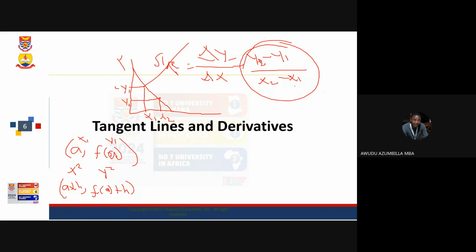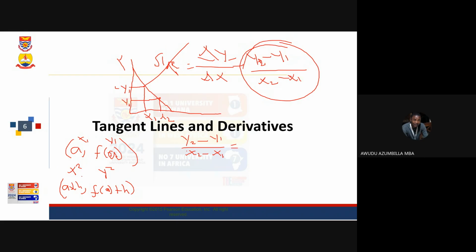Now let's move on and look at the slope. We are using the same formula, so let me write it here: y2 minus y1 all over x2 minus x1. This is the formula we are going to use.